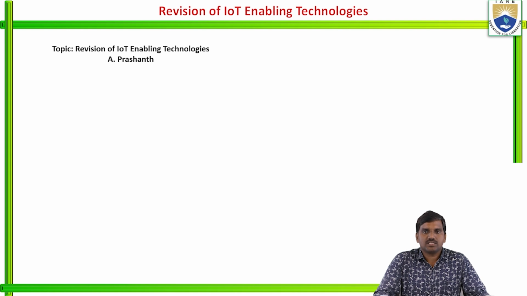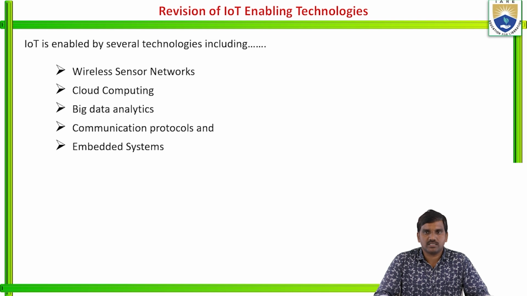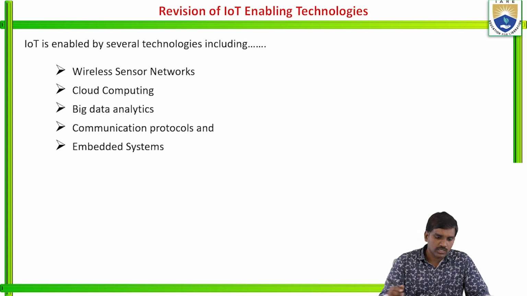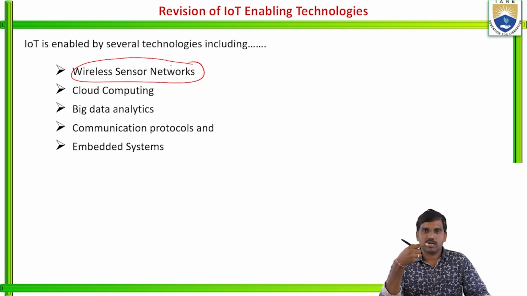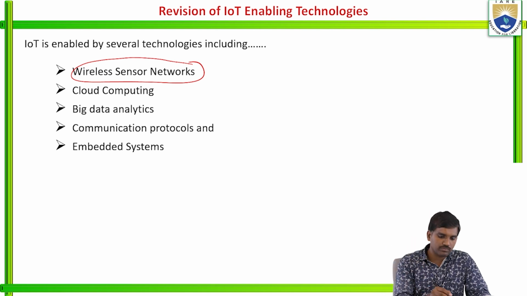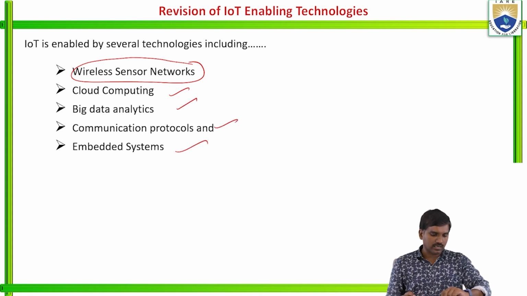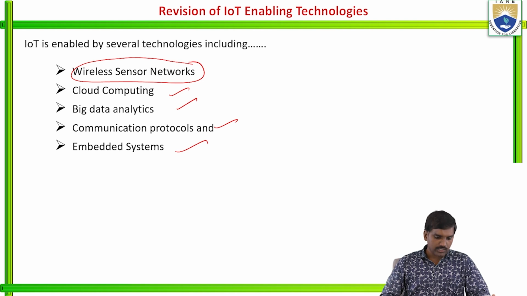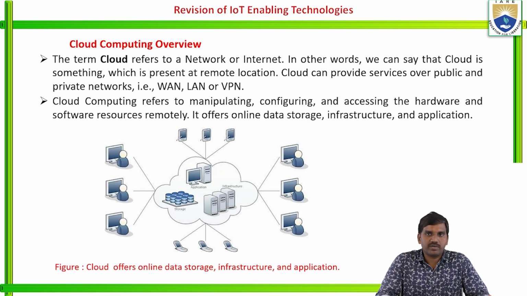In the last lecture, I completed IoT enabling technology. So here we have five types of enabling technology. The first one, wireless sensor network, was completed in the last lecture. So now we move on to cloud computing, big data analytics, communication protocols, and embedded system. These are the remaining four IoT enabling technologies. We start with cloud computing, the cloud computing overview.